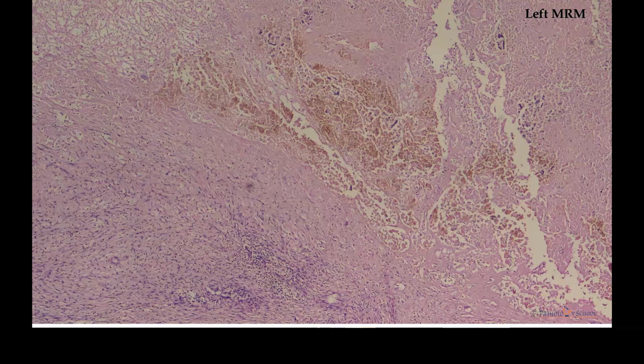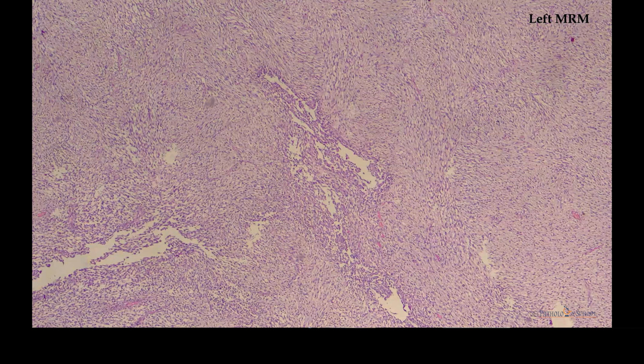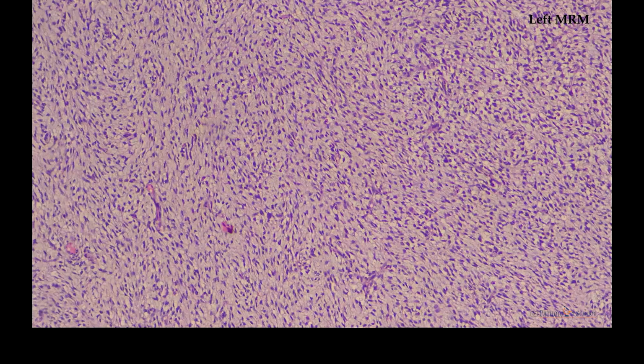Next slide. There were areas of hemorrhage and necrosis. Next slide. Again, areas of necrosis being shown here, and again the tumor cells were spindle cells, the stroma showed a myxoid background. Next slide. On higher power, you can see that the spindle cells were in a myxoid background. Though the pleomorphism was not much, cellularity was markedly increased.